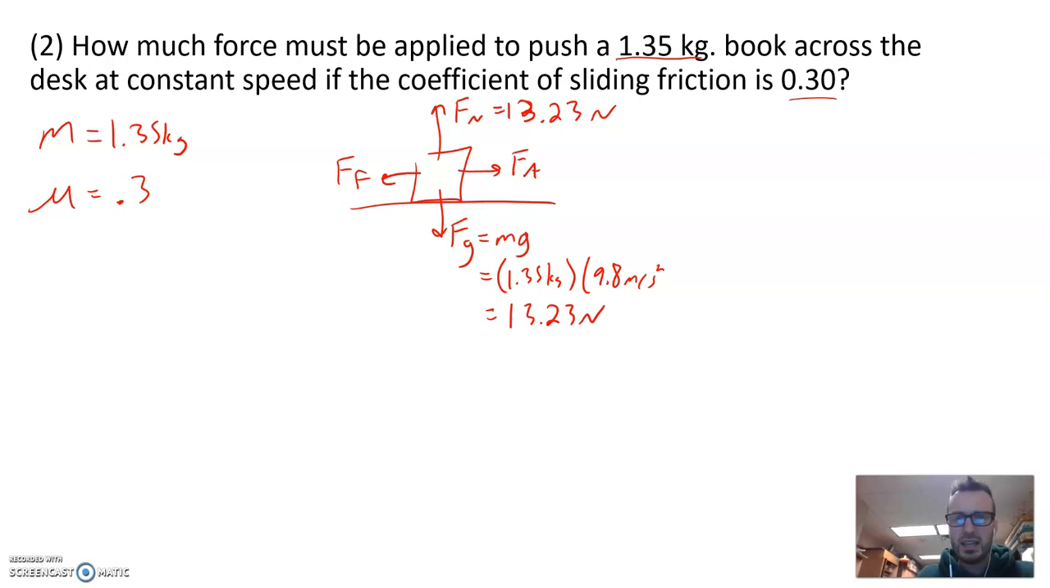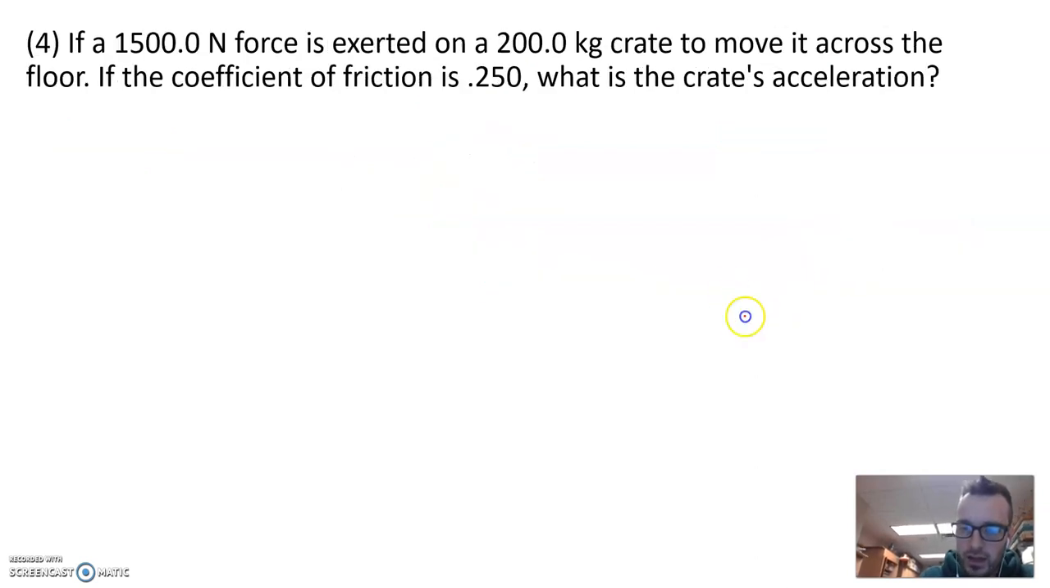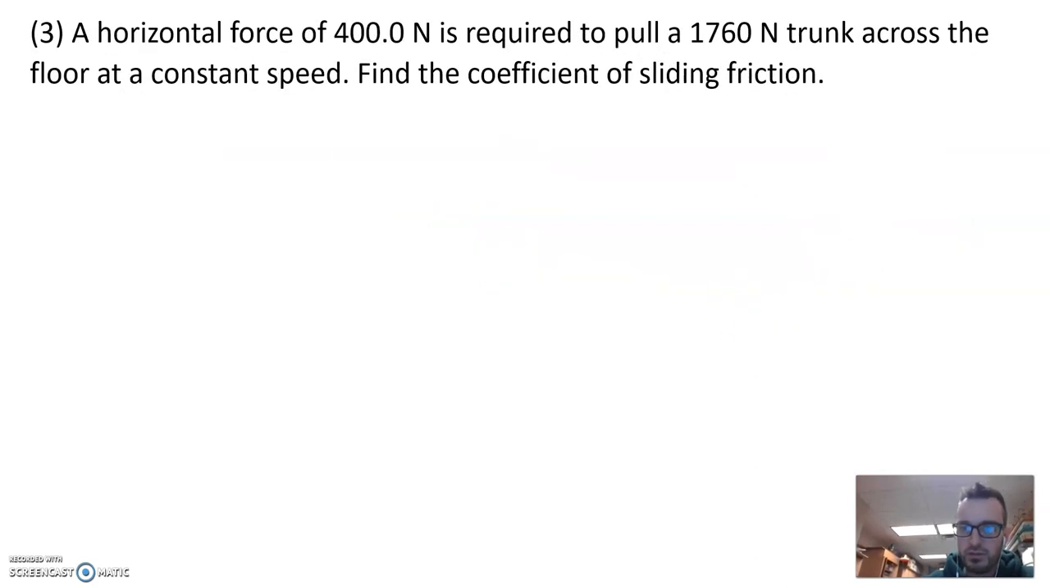And it says how much force must be applied to push it at a constant speed. Well, where do we go from here? Our Fa has to be equal to our Ff if we want to move at a constant speed. The forces have to be balanced. And Ff just so happens to be equal to mu Fn. So let's plug those guys in. We got mu is 0.3. Fn from our diagram is 13.23. And our applied force then, since it's balanced with the force of friction, we use the force of friction equation.